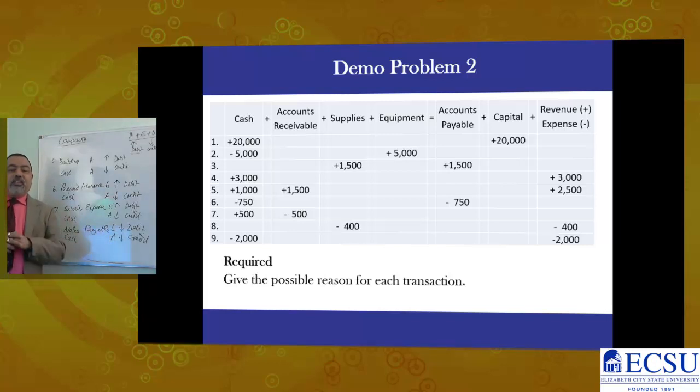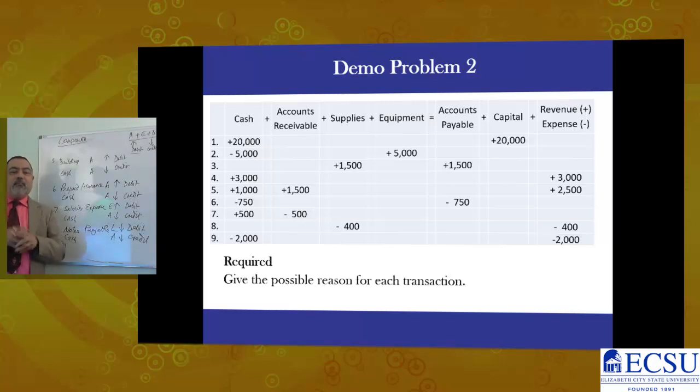Number 5, as you can see, what has happened is cash is increasing by 1,000, accounts receivable is increasing by 1,500, and the revenue is increasing by 2,500. So I would think the revenue earned is 2,500. Out of the 2,500, I receive 1,000 in cash, and 1,500 is receivable that will be received in the future. So that would be number 5.